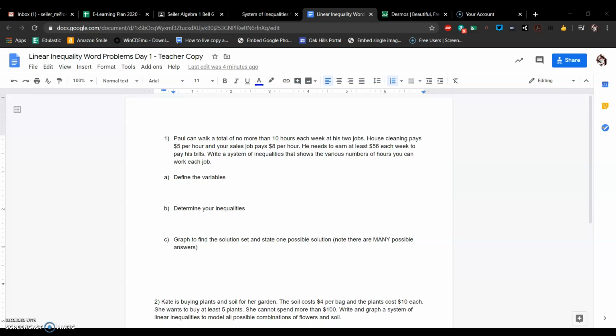For today's assignment, we are going to start looking at linear inequality word problems. These are just going to be like the systems of equations that we had. The only difference is now we're going to be using an inequality symbol, and when we graph it in Desmos, you're going to see it's going to give us a shaded region rather than just a line. So we're going to look at two problems together, and then I'm going to have three problems for you to do on your own in Edulastic.